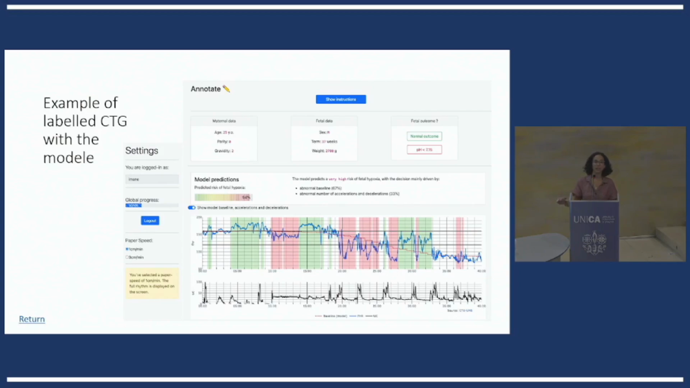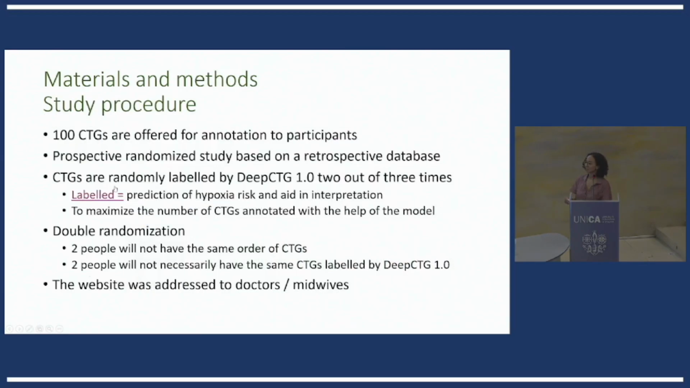And when they didn't have any aid, they have nothing, and they just have to guess or to interpret the labeled cTGs. There is this double randomization. It means that when people just log on the website, two people will not have the same order of computerized cTGs, and the same cTG will not be labeled or not with the computerized cTGs.